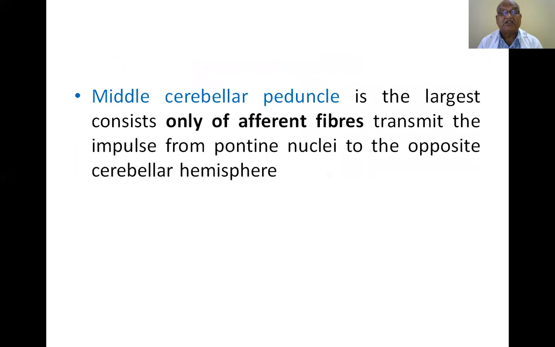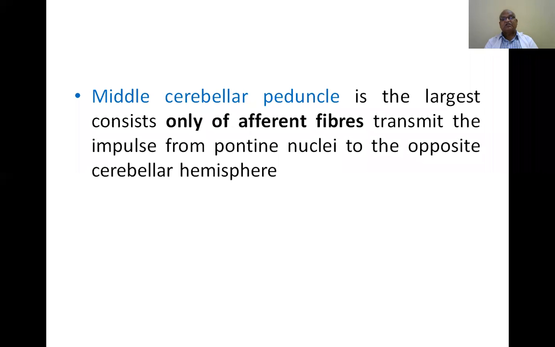The middle cerebellar peduncle is the largest, consists only of afferent fibers, and transmits impulses from the pontine nuclei to the opposite cerebellar hemisphere. They come from the cerebral cortex and end in the pontine nuclei present in the pons. From the pontine nuclei, axons arise and go to the cerebellum on the opposite side. They are only afferent fibers, reaching only the cerebellum.